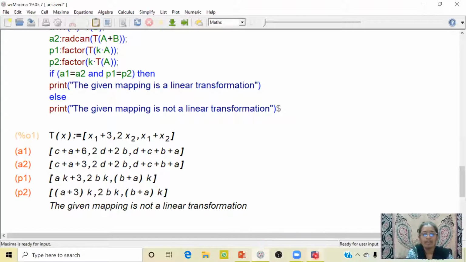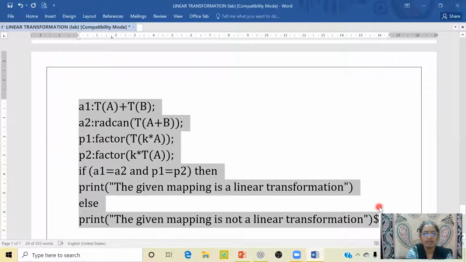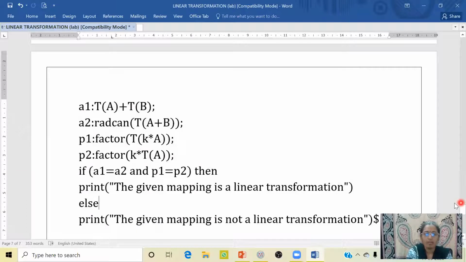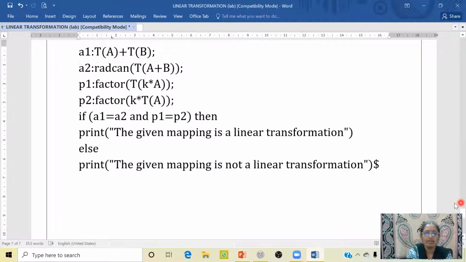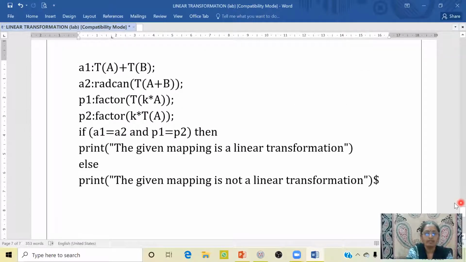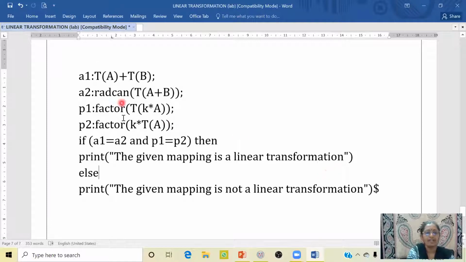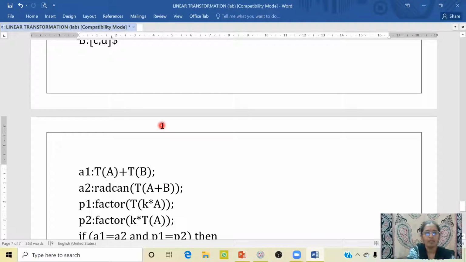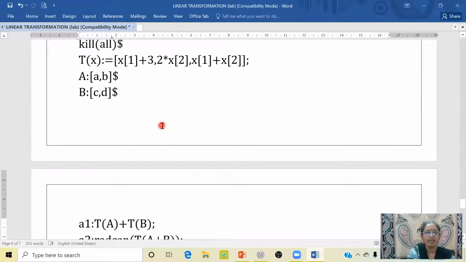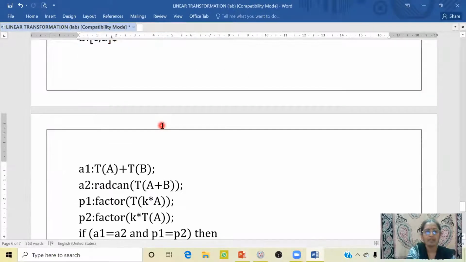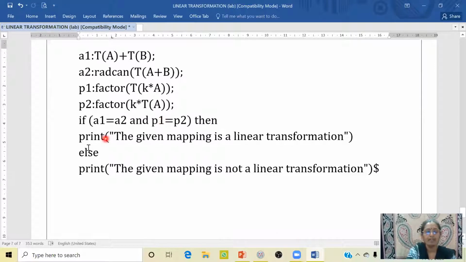Hope everybody followed the commands over here. Here we have used two built-in commands, that is radcan and factor, and kill all is the usual command to erase or delete all the previous commands defined. And here we have used the print command, and in print command we have to use the double quotes to type the output required.